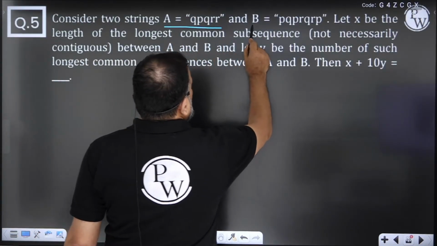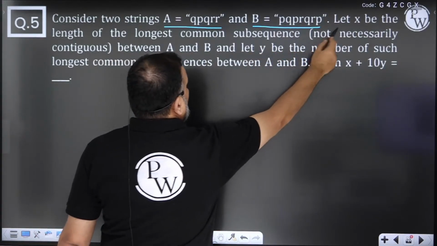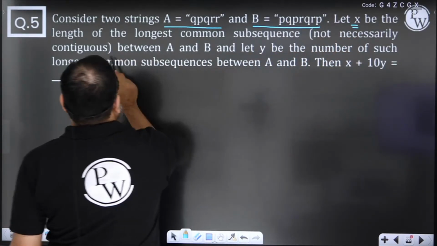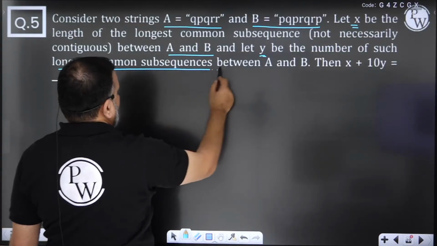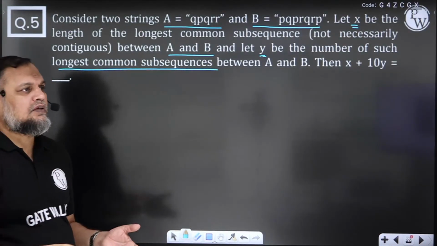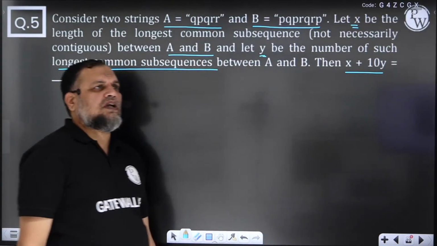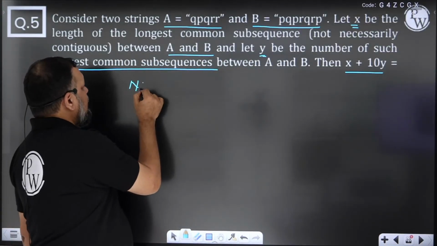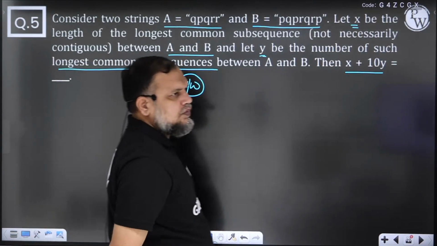They give a string A and a string B. Let x be the length of the longest common subsequence between A and B, and let y be the number of such longest common subsequences. Both x is the length of the common subsequence and y is the number of such subsequences. Then they ask what is the value of x plus 10y as a NAT question. So as a homework, please try to work this out.